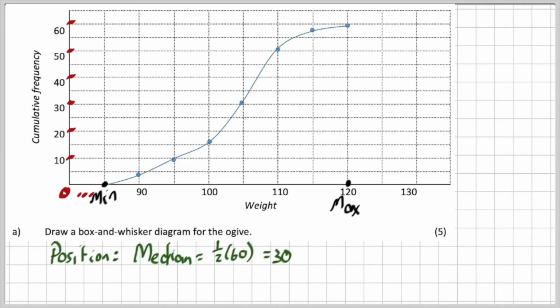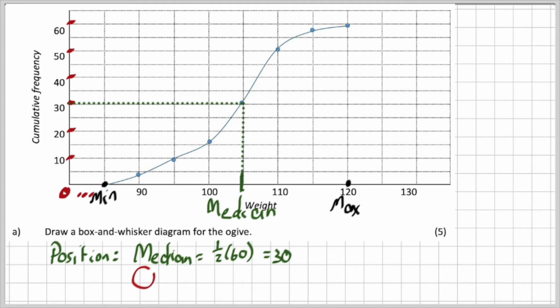So if I look at making life easy, I'm just going to say a half times 60. So that is 30. So if I find my 30th value and take it down, it's at about 105. Again, we're going estimation. Estimation.